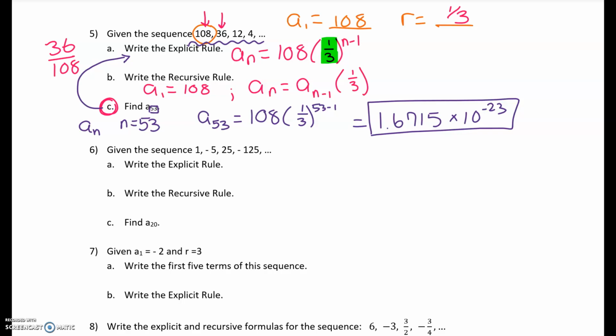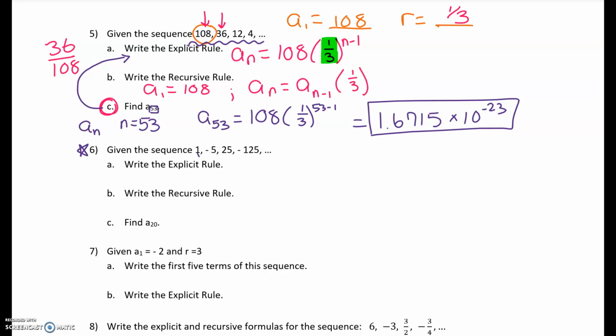Okay guys, we're picking up here with number 6, right where we left off. This one says, given the sequence 1, -5, 25, -125, ... So if we're looking at this, we're noticing something very unique about this one. So you might want to star this one.